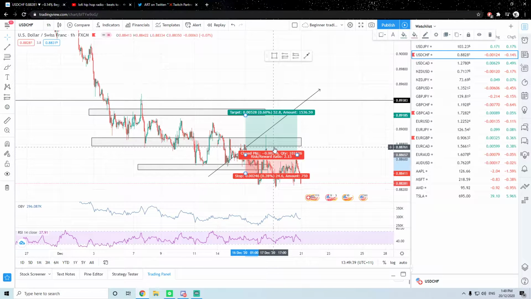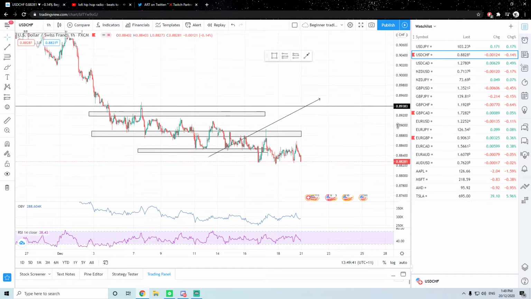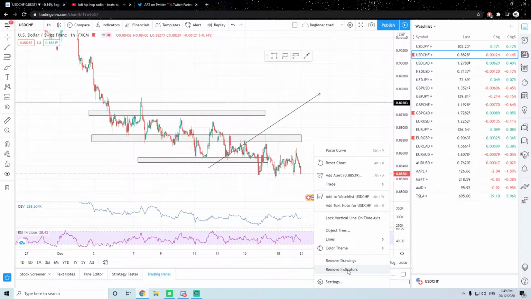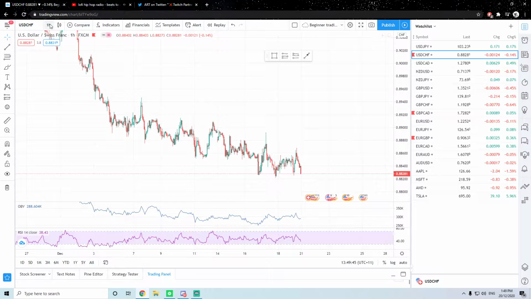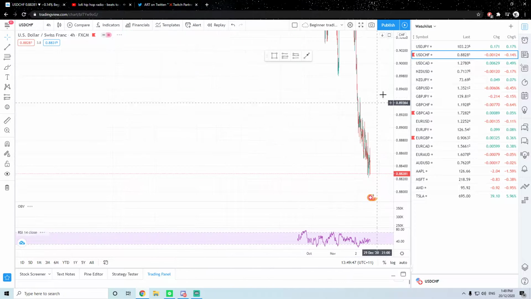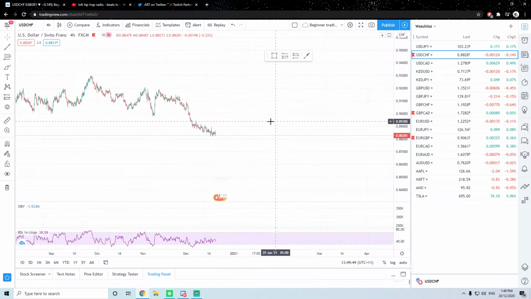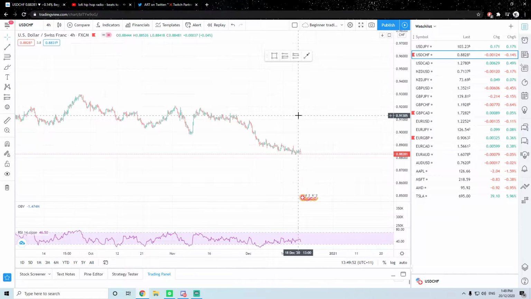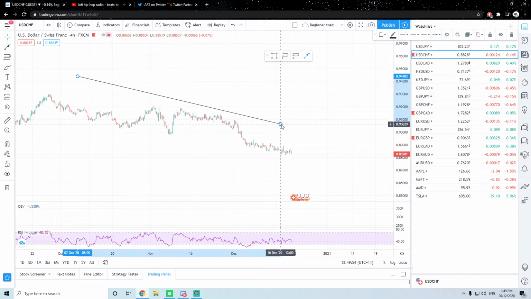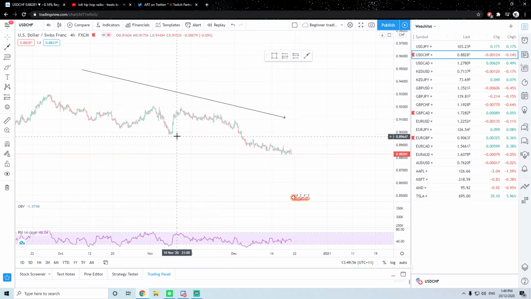Here we'll just get rid of that, and this is one of the charts I wanted to clean, so we'll remove all drawings, then head over to the 4-hour chart and zoom out just to see how it's heading. So I can straight away see that it's going down, so we'll mark that up there.